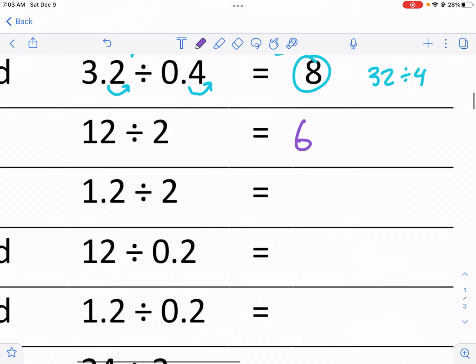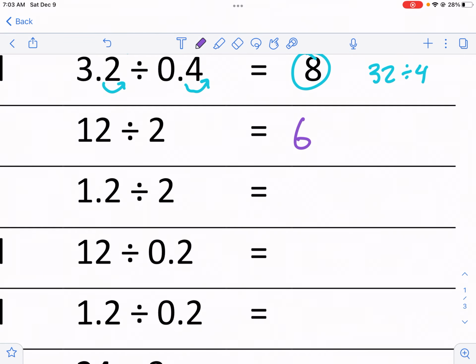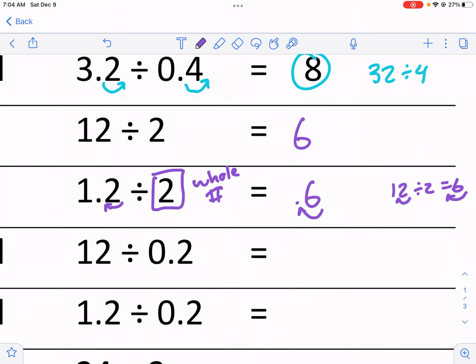Now we have 1.2 divided by 2. We don't care that it has a decimal place here. The only thing we're concerned about is, is it a whole number? And in this case, it is a whole number. So we can just write 6, but then we're going to move that decimal back 1 unit, just like we have there, because we pretended that was 12 divided by 2. So that's 6, but it's not just 12. It's 1.2, so then our answer is going to be 0.6.